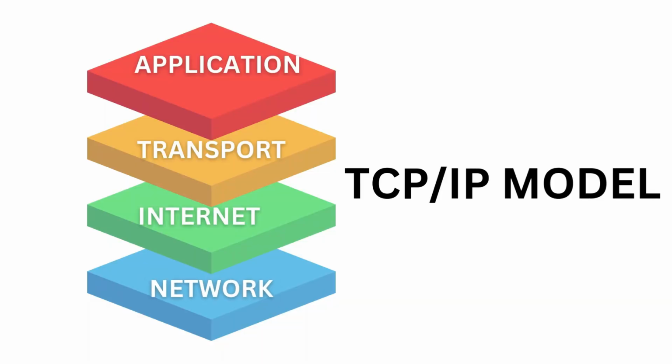Now the final layer, the network access layer. So this is the foundation of the TCP/IP model. It is where the actual physical transmission of data takes place. So this layer interacts with hardware like network adapters, routers, switches, Wi-Fi access points, and cellular towers to make sure that your data is transmitted over the physical medium.